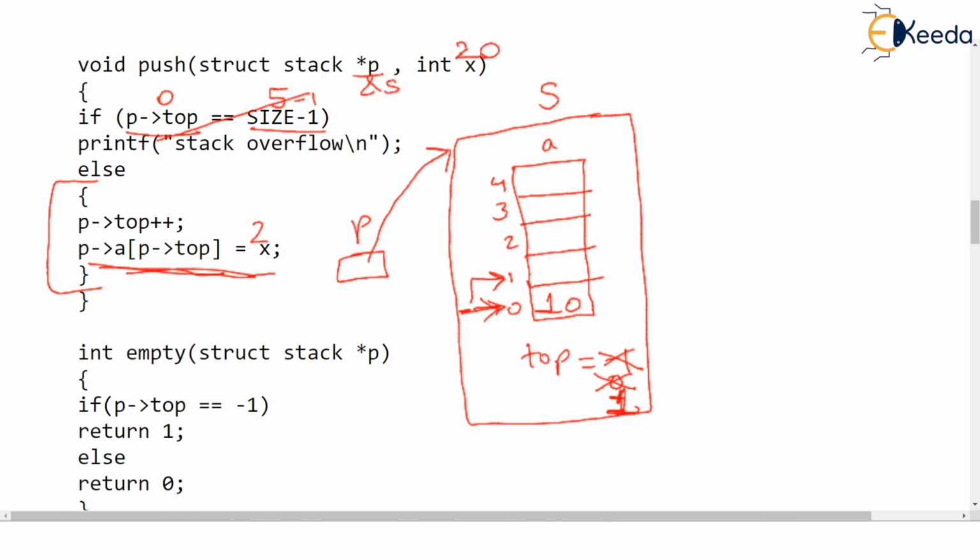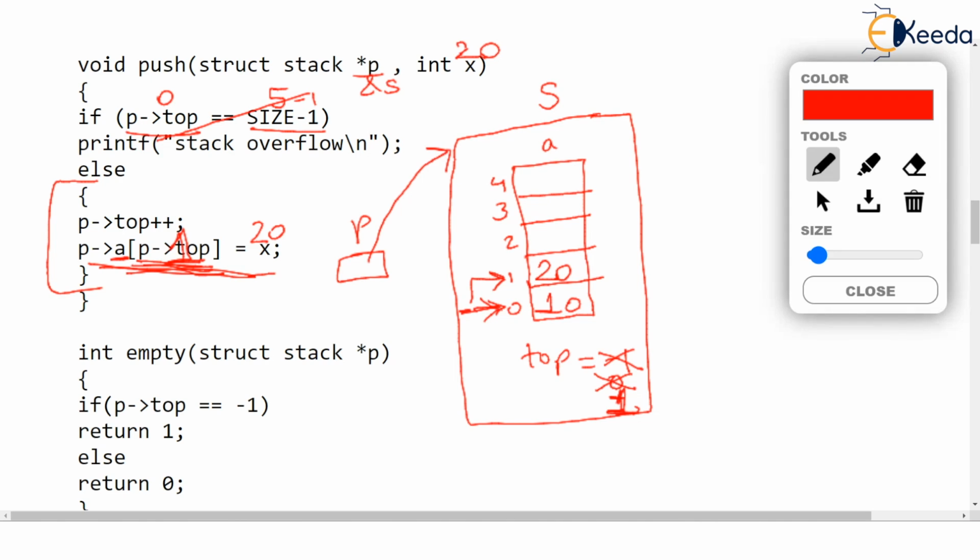And now, look at this line which I am underlining. X is 20. Then 20 will be stored by the array A. But which location? In the square bracket, we have written P->top, and P->top, just observe, is 1 right now. So A[1] becomes 20. That's right, A[1] becomes 20. And that's it. After that, the push function ends.